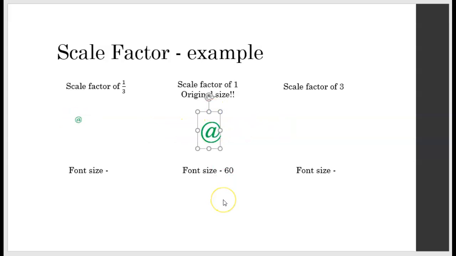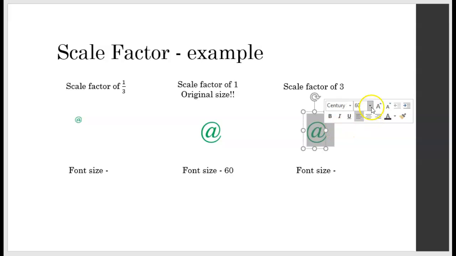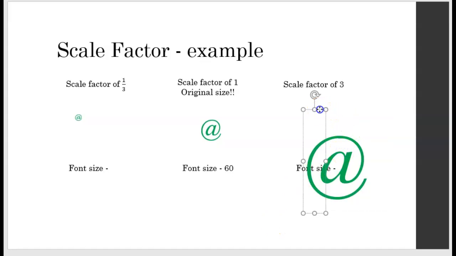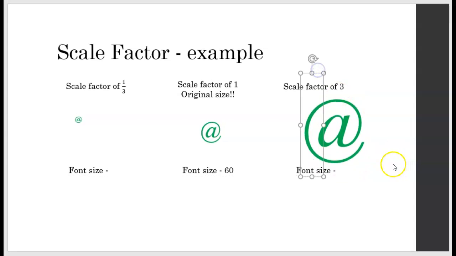Now we're going to go over to this other side and implement a scale factor of 3. My original font size was 60, and now I want a scale factor of 3, so I'm going to take that font size of 60 and multiply it by 3. That's going to give me 180. So watch what happens here. That thing gets huge. Like I said, this is just one more example of that scale factor and what it can do: a scale factor of 1/3, a scale factor of 1, or in other words the original, and a scale factor of 3.